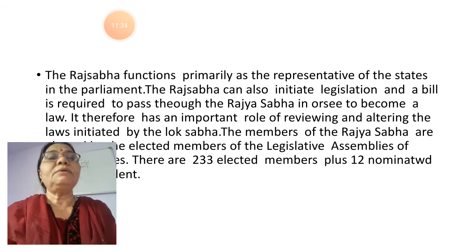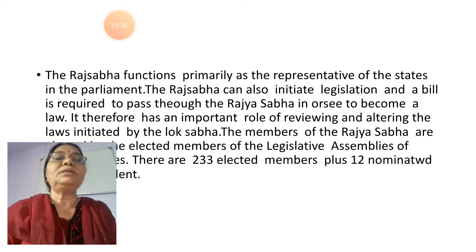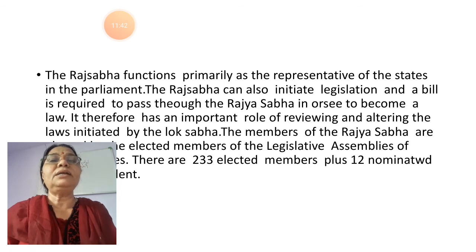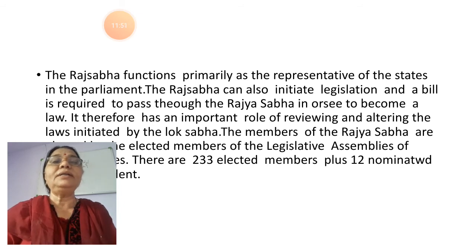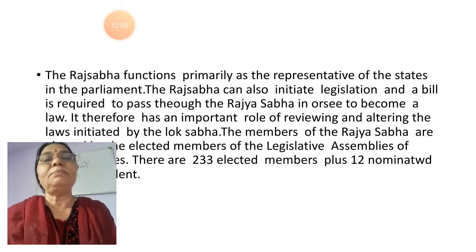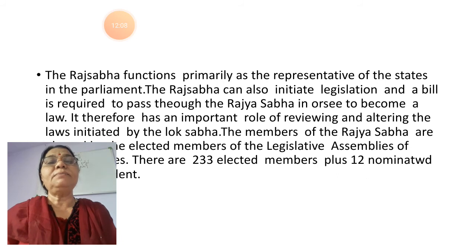Got it? The Rajya Sabha functions primarily as the representatives of the states in the parliament. The Rajya Sabha can also initiate legislation, and the bill is required to pass through the Rajya Sabha in order to become a law. It therefore has an important role of reviewing and altering the laws initiated by the Lok Sabha. The members of the Rajya Sabha are the elected members of the legislative assemblies of the constituency. There are 233 elected members plus 12 nominated by the president. Now see, in the Rajya Sabha 233 elected members, how many members are required first of all to make the Rajya Sabha?